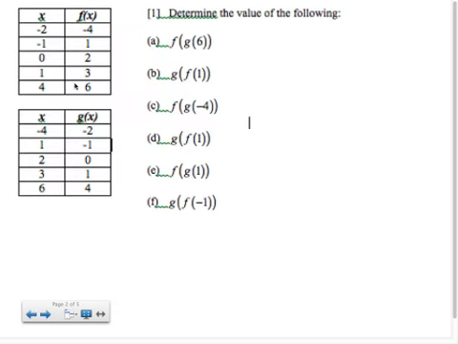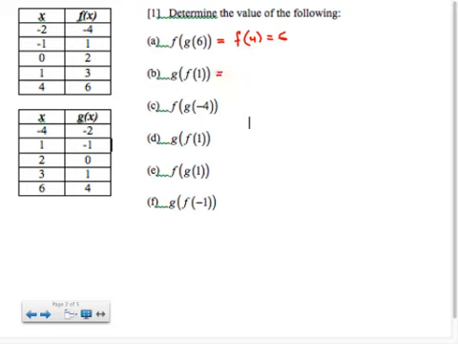Okay, in this slide I have two tables for two different functions, one for f and one for g. I'm going to do a series of calculations, and we're going to notice some things as we do. So f of g of 6, composition of two functions, and we're going to get a numerical value. So f of g of 6 is saying f of, what is g of 6? G of 6 is 4, okay? We look at the table, and f of 4 is going to be 6.